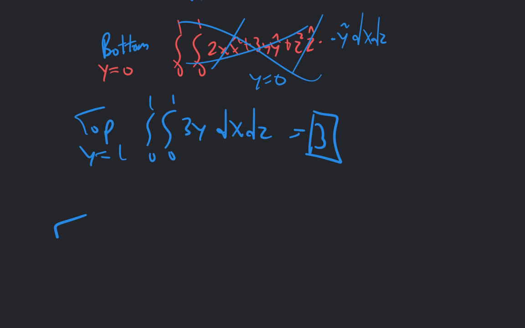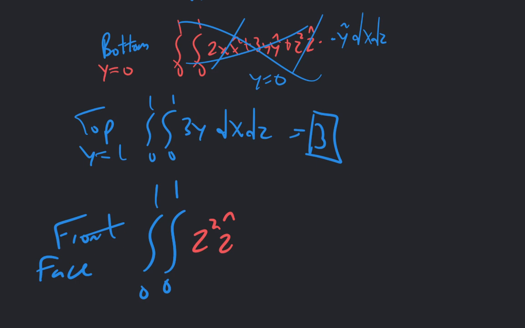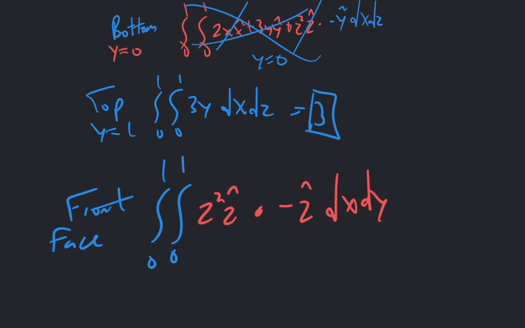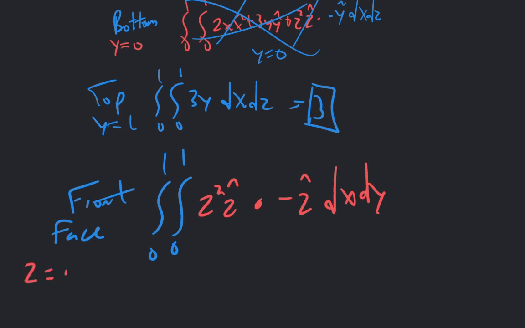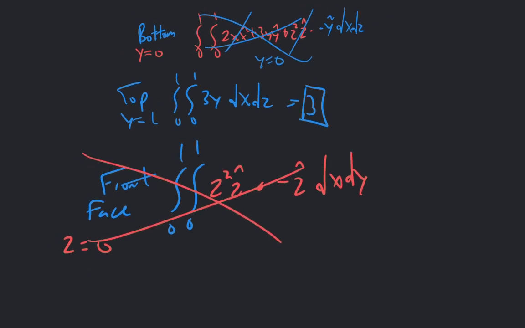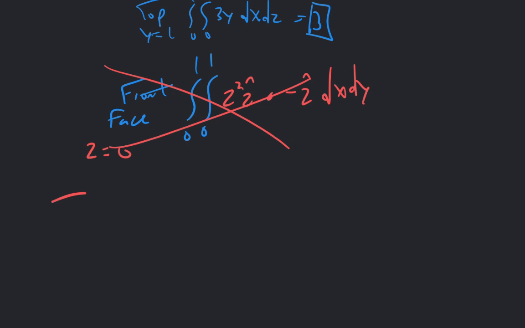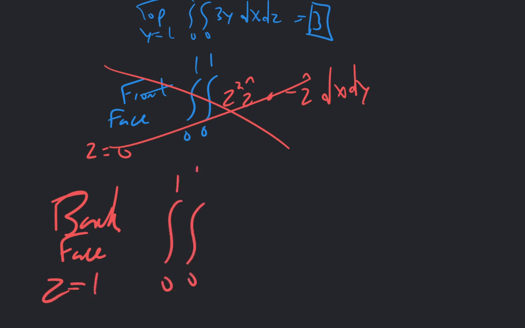Now we're going to have a front face and the back face. So the front face, we're only going to care about the z unit direction, and we're going to be dotting that with negative z unit dx dy, and here z is equal to 0, so this whole integral is 0. Now the back face, z is equal to 1, so 0 to 1, 0 to 1, z squared z unit dot z unit dx dy.